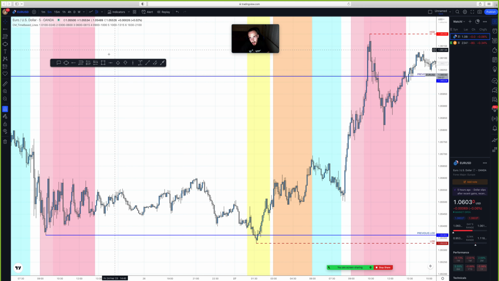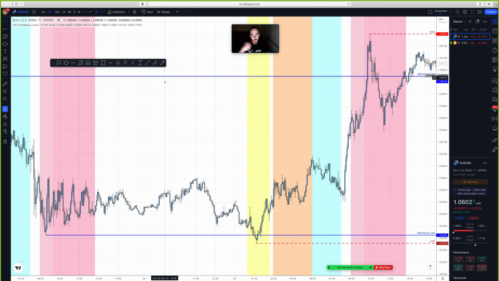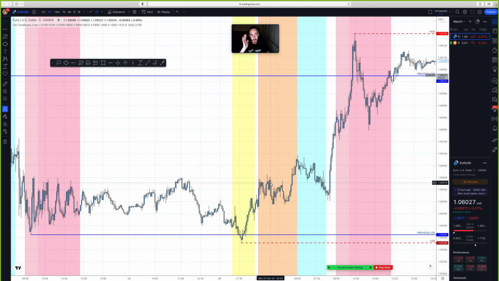Honestly, I don't take crazy entries like this, but just to show you guys how much price pulled back after it touched this area. Nothing crazy, literally 3 pips. So you would have got in there with an 8 pip stop loss and you would have been more than good. But that's just a crazy entry, I'm just giving you an example.